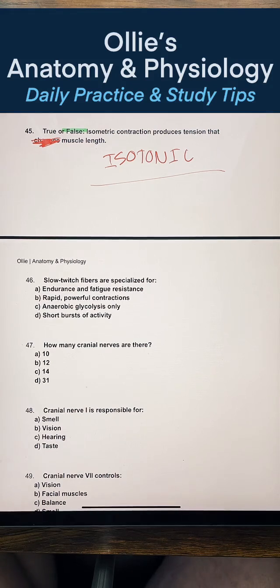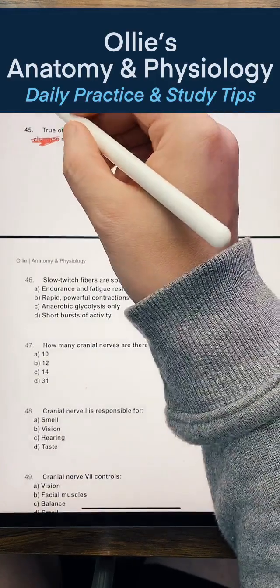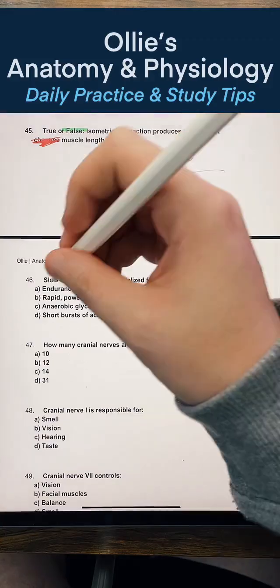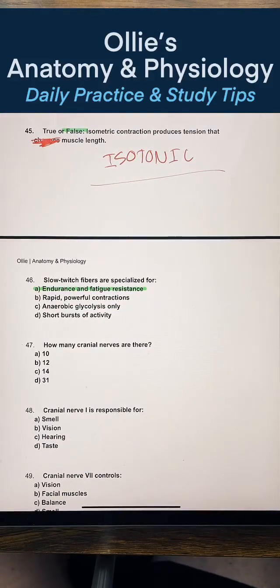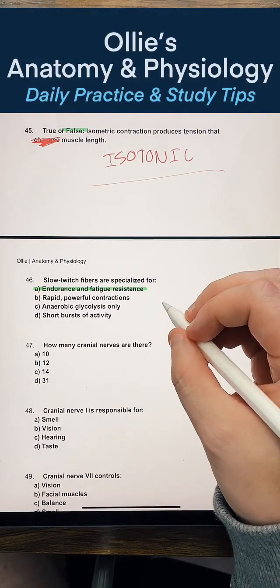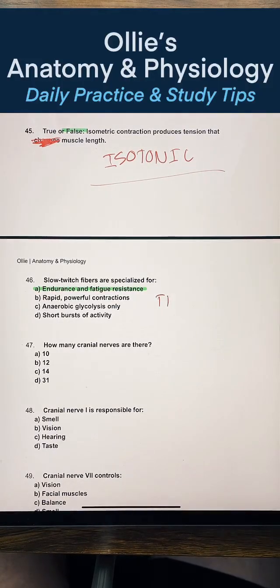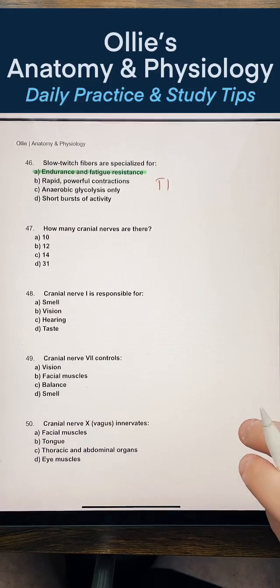Number 46, slow twitch fibers are specialized for, the answer is A. It's endurance and fatigue resistance. So slow twitch fibers specifically are type 1. They have a high capacity for mitochondria, which gives them a lot of aerobic capacity and fatigue resistance. They're going to be your long duration activities. Think of your long runs, long distance running.